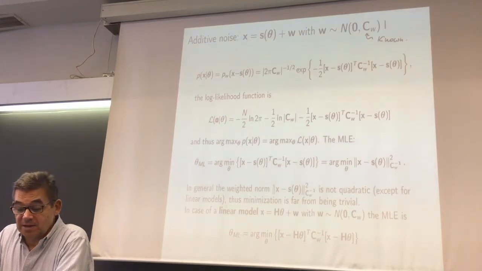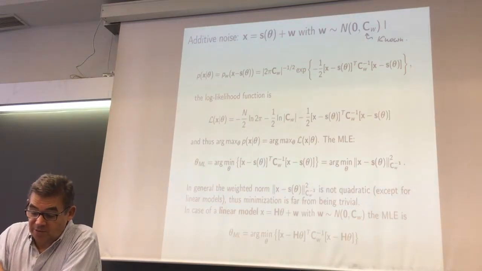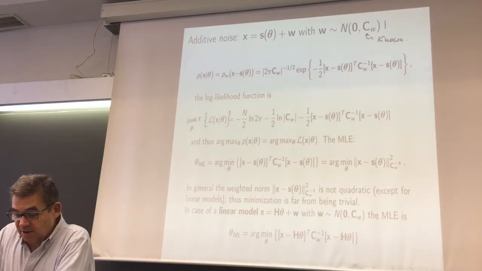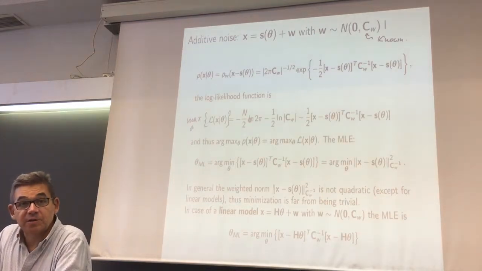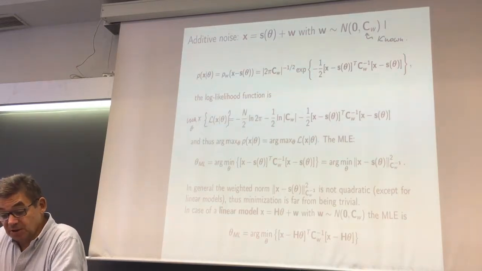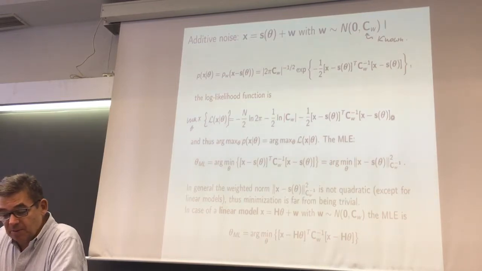So maximizing the likelihood is the same as maximizing the log likelihood. What I need to do is maximize this with respect to theta. But this term does not depend on theta, and this one does not depend on theta either. So for the maximization purpose, they are irrelevant. What remains is -1/2 and so on.